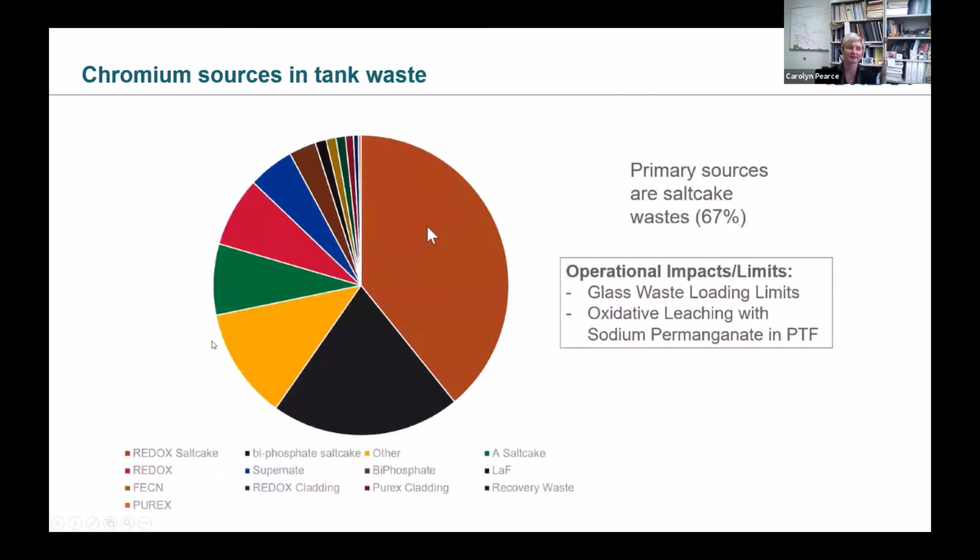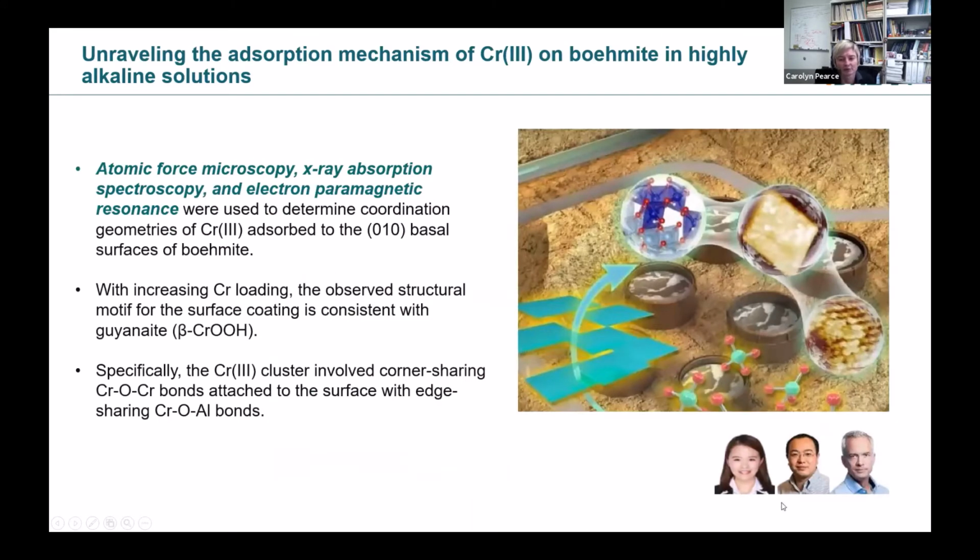Okay, so building up in complexity, we've gone through solutions and solids, and now we're going to add in another element, chromium, which is present in the tanks through these various processes, and does have implications for the behavior of gibbsite and boehmite that aren't really well understood. And so a team of researchers at PNNL, led by Xin and Kevin, have been looking at adsorption mechanisms for chromium on boehmite in these highly alkaline conditions. And this is one of those multimodal studies, and so I'll step through several techniques before we actually get to the X-ray absorption and what that tells us.